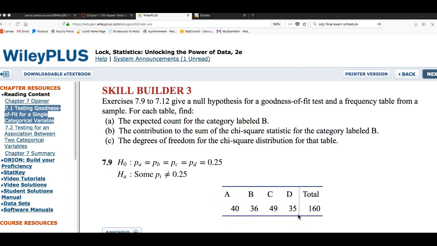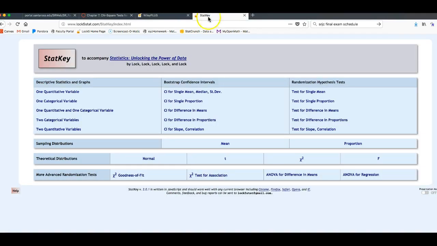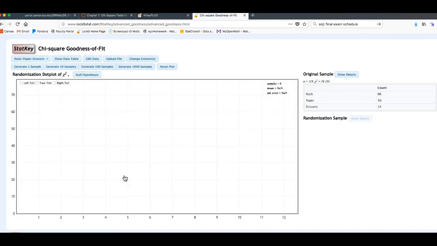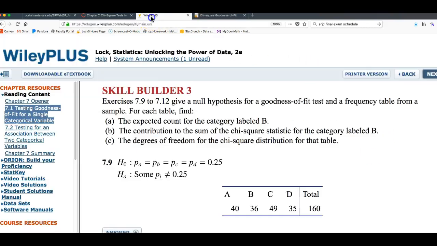But I wanted to go over this in a video to show you how to use StatKey to answer these questions and to enter in this data. So I'm going to go to StatKey and look at the very bottom row, more advanced randomization tests. And we're looking for chi-square goodness of fit. So I'm going to click that. We have some pre-packaged data here.